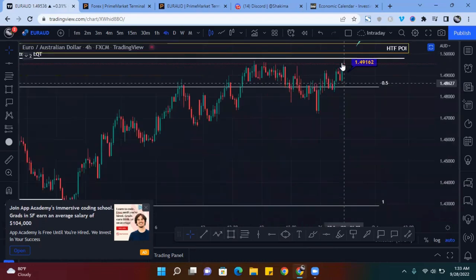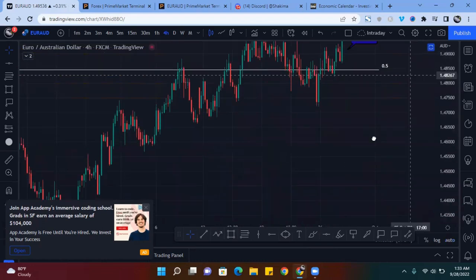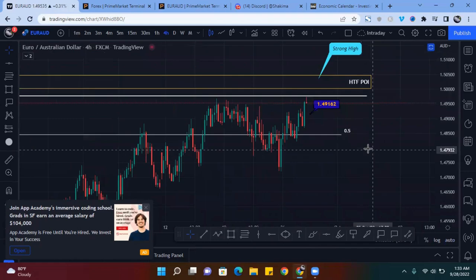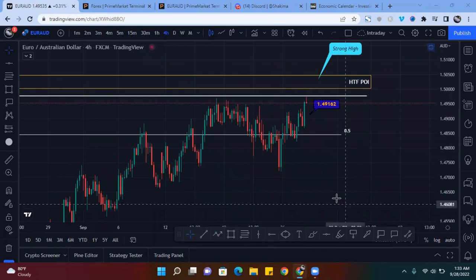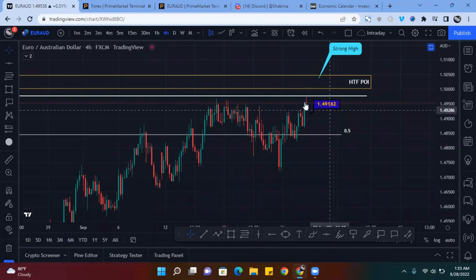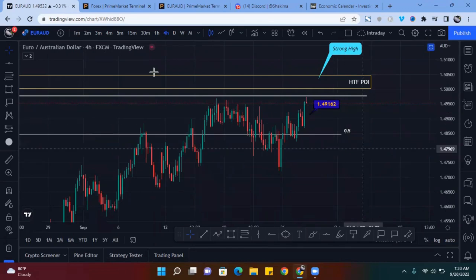So I'm expecting price to come up and trade into my higher time frame point of interest. You're not interested in the trade unless you have your higher time frame point of interest dug into, basically. So that's what I'm looking for to happen.